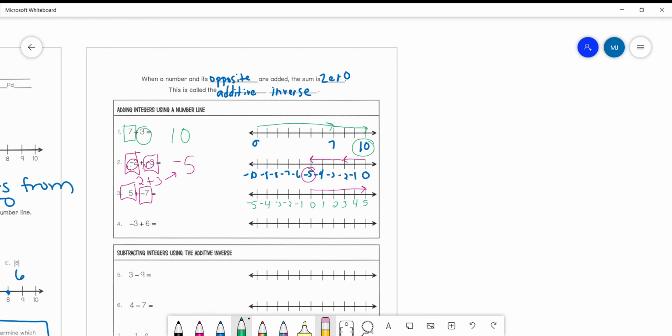I'm going to use bunny hops this time because it's quite a bit. So I'm going to start at the 5 and I'm going to go to the left 7 units. 1, 2, 3, 4, 5, 6, 7. And I see that I've got a -2.